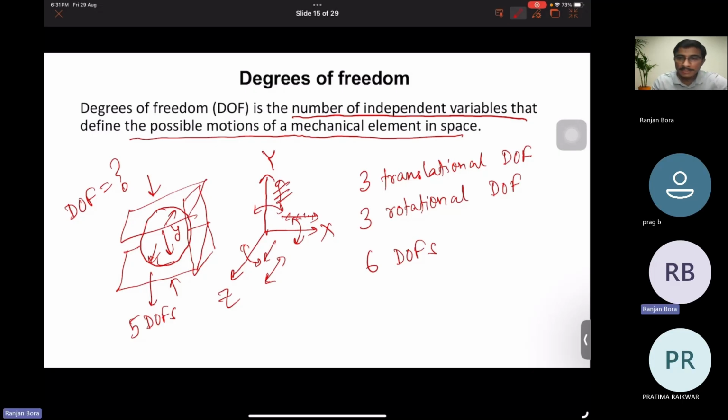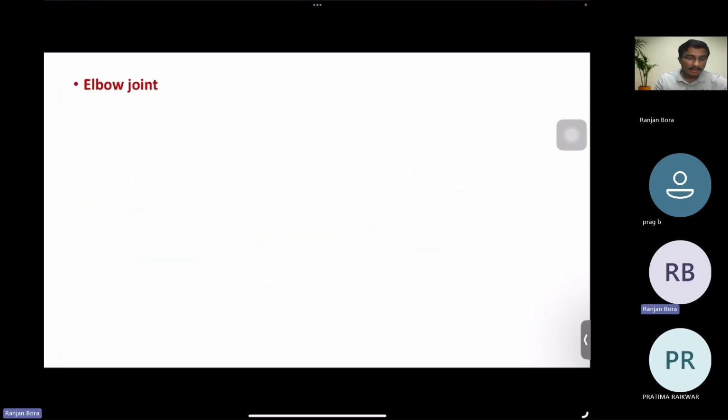Okay. So now I'll take some examples from some of our biological joints. Then you have to tell me what the degrees of freedom are for that joint. Yeah. So take the elbow joint. How many degrees of freedom does the elbow joint have?